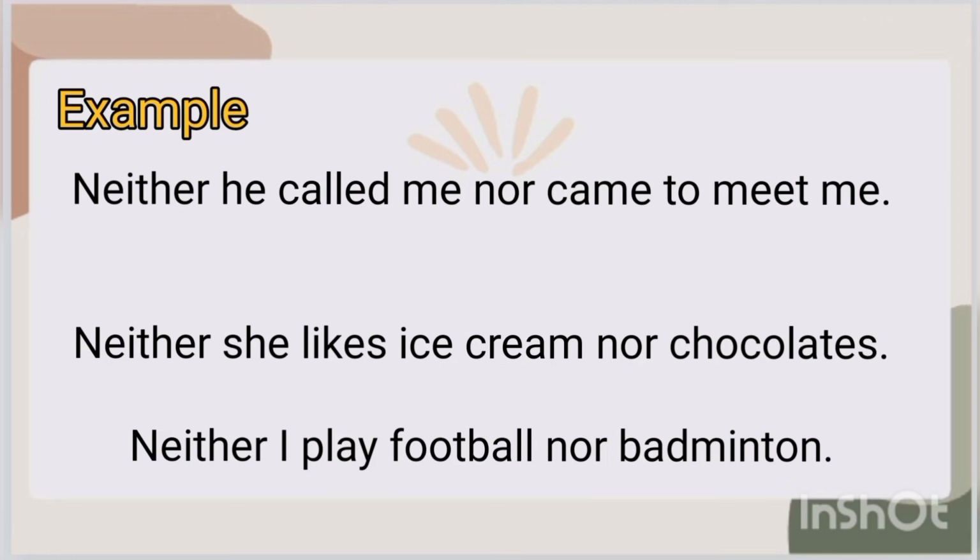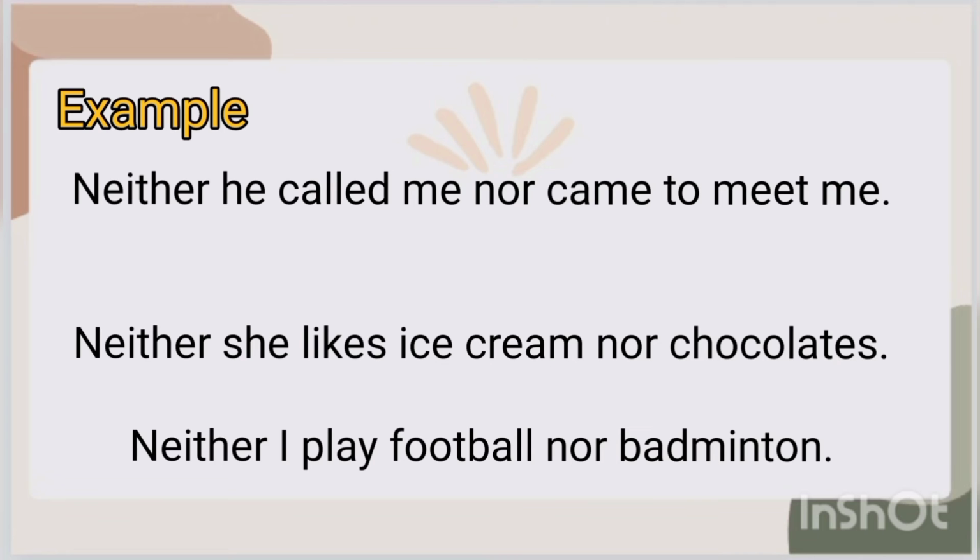Our first example is: neither he called me nor came to meet me. So this is not a positive sentence, this is a negative sentence, and both situations are untrue, or we are not choosing any situation. Next is: neither she likes ice cream nor chocolates. In this sentence, she doesn't choose anything and this is a negative sentence.